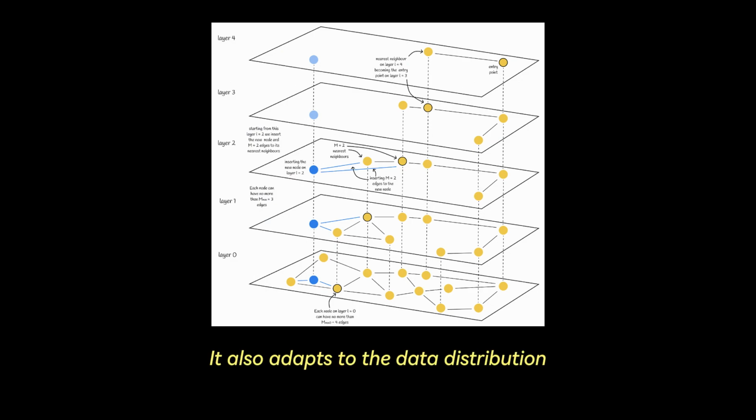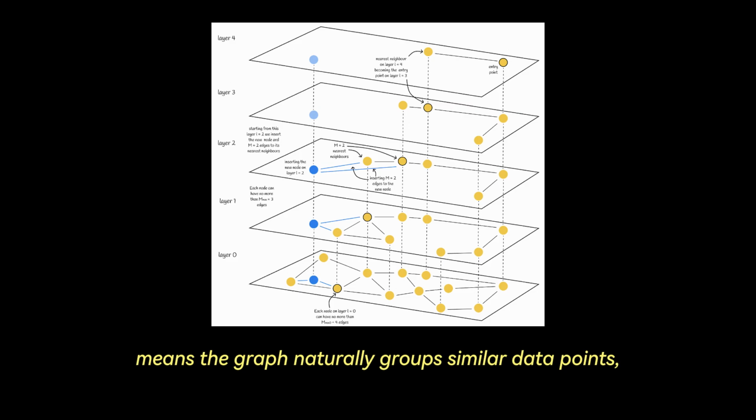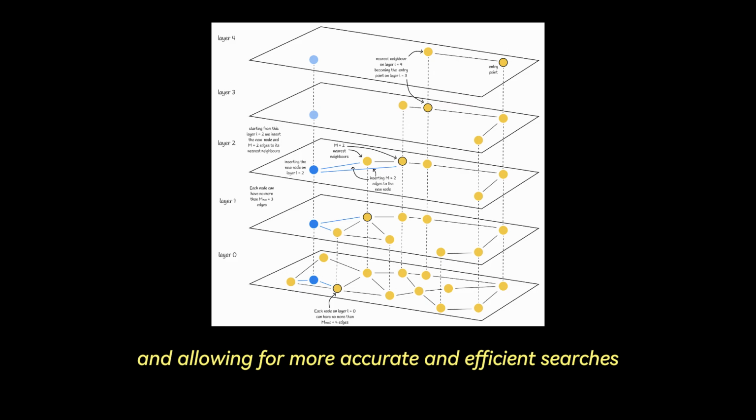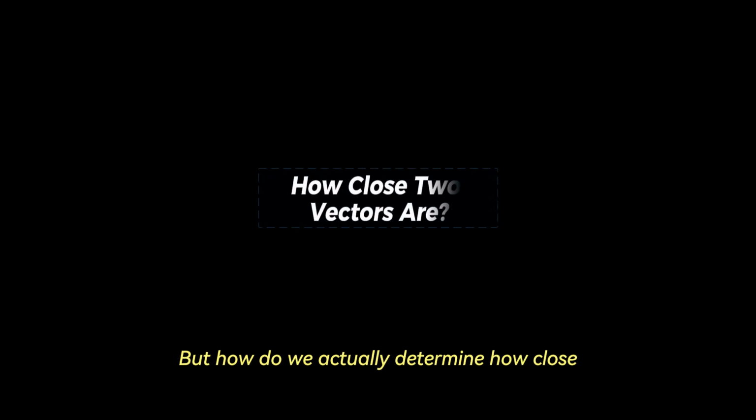It also adapts to the data distribution. Unlike fixed partitioning methods, HNSW dynamically builds a graph that adjusts to the dataset's distribution. This adaptability means the graph naturally groups similar data points, reducing unnecessary comparisons and allowing for more accurate and efficient searches. But how do we actually determine how close two vectors are?